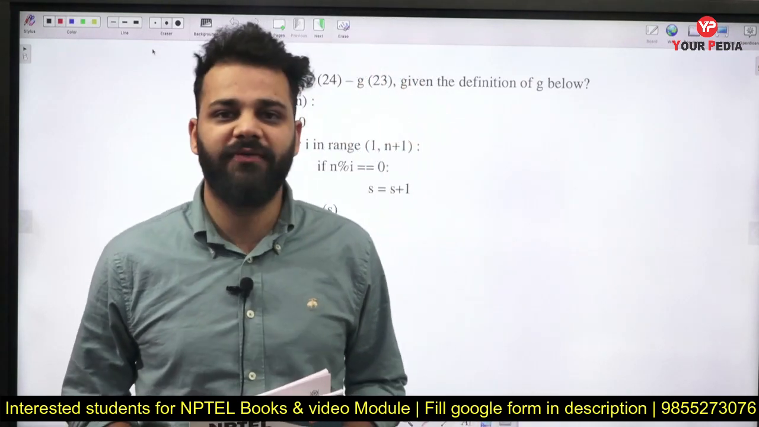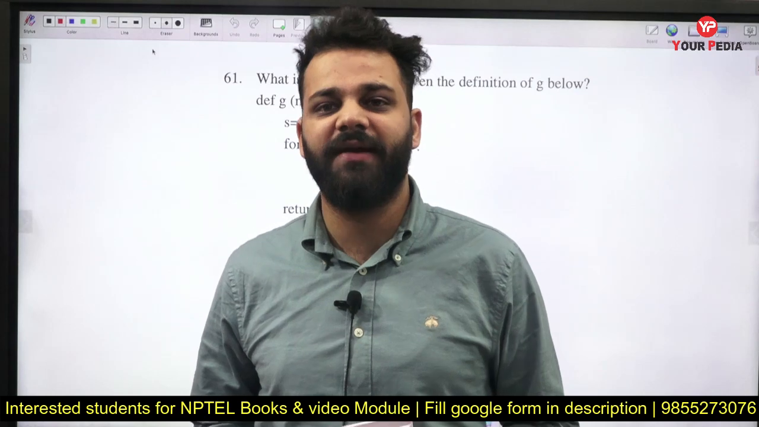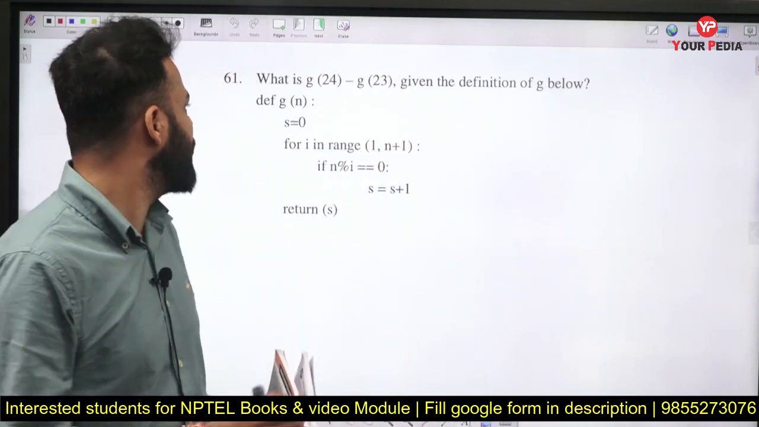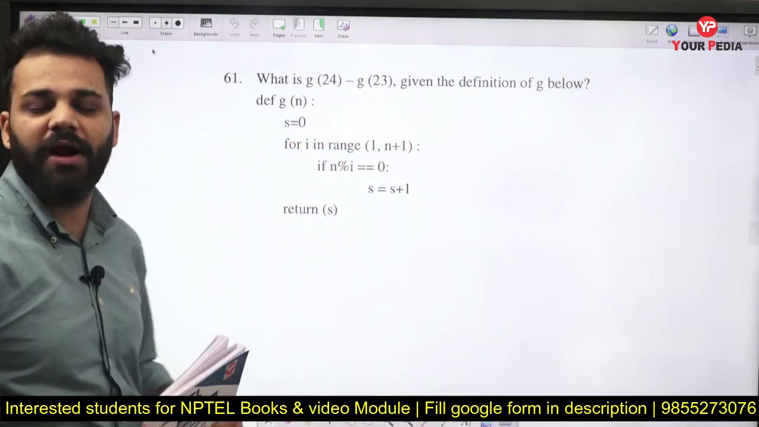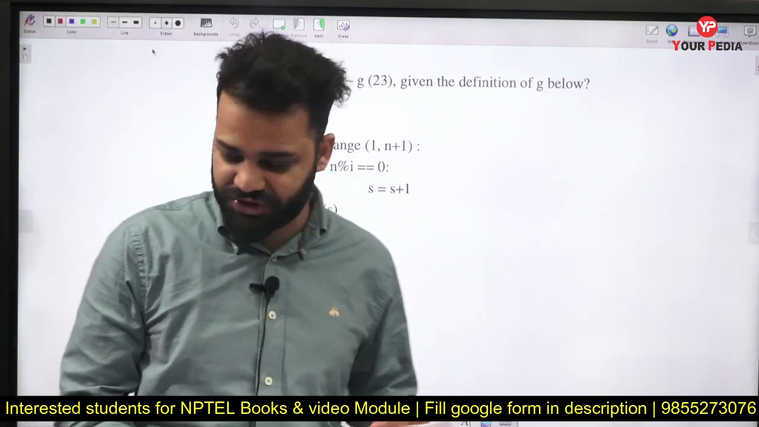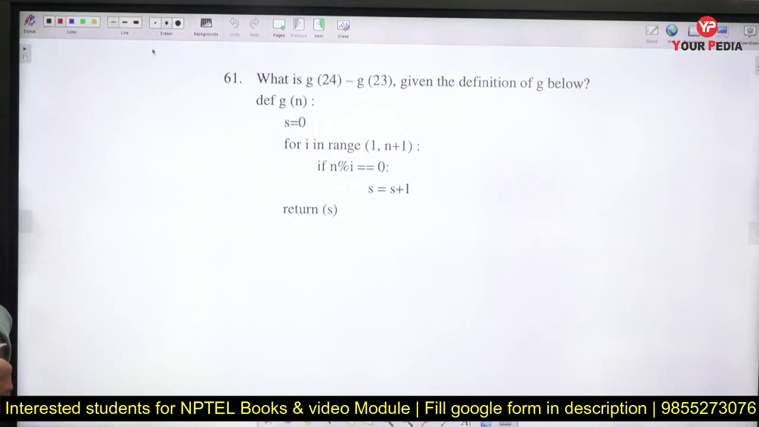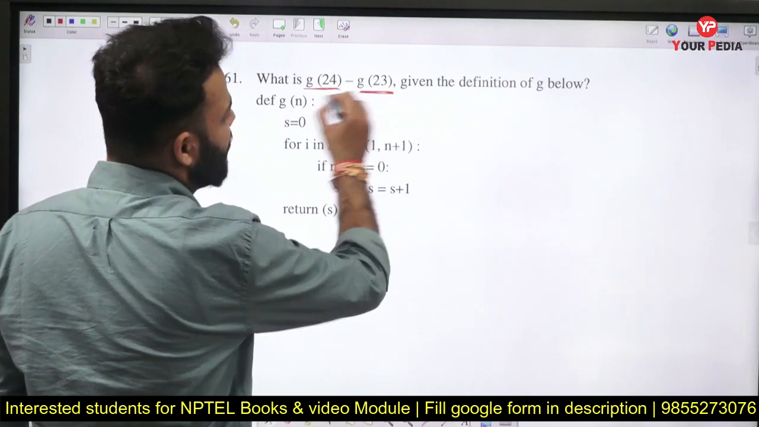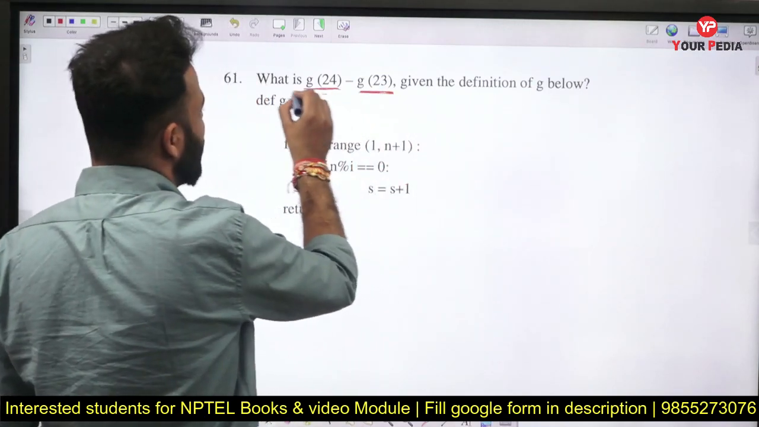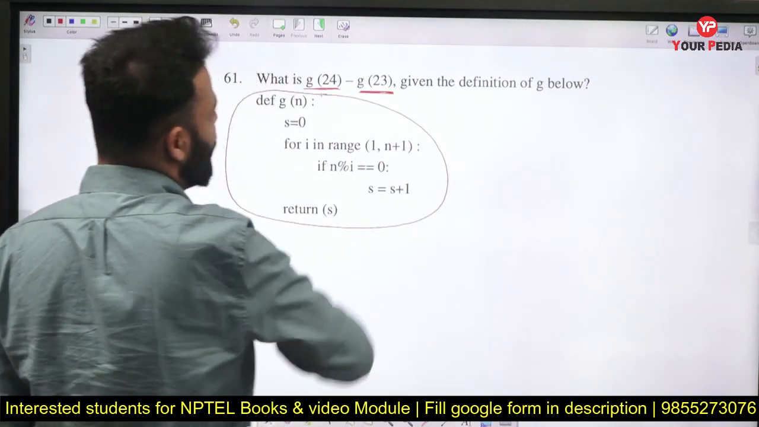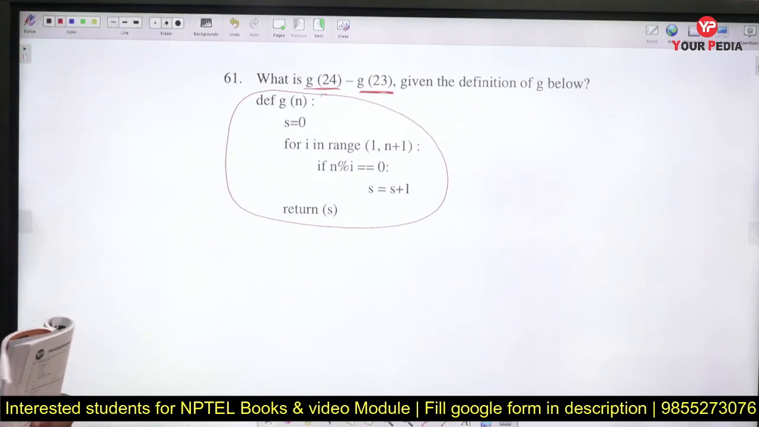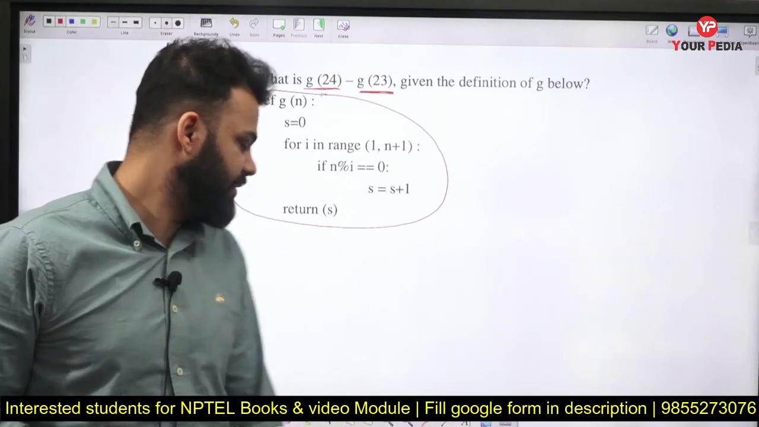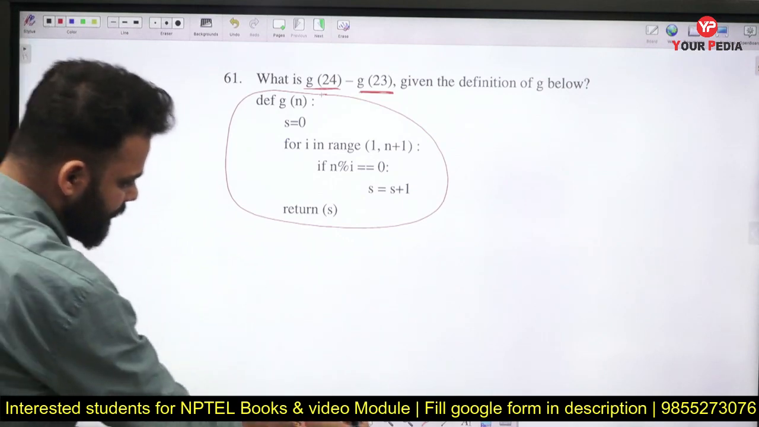So today we'll be solving a question from our NPTEL question bank series, and the question we have selected is from programming and data structures. You can find the question on page number 87 of programming and data structures, question number 61. It is asking what is G24 minus G23 given the definition of a function G below. So you have been given a function G and it is asking what will be G24 minus G23. So let's try to solve this question.